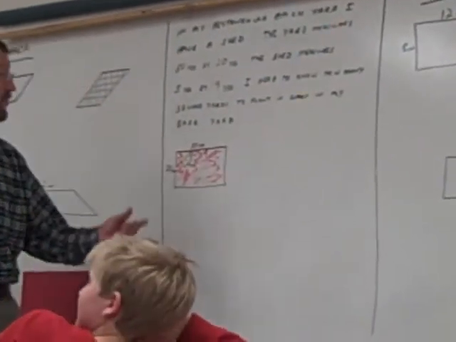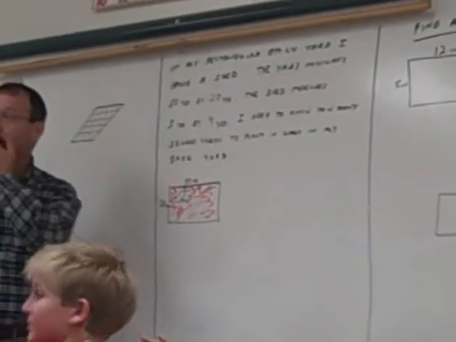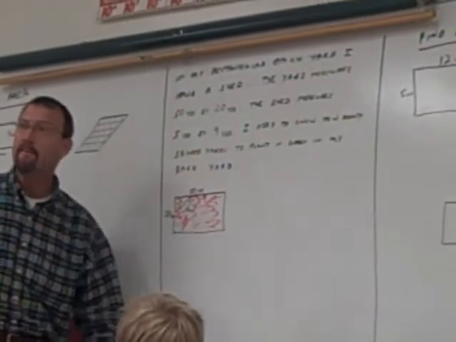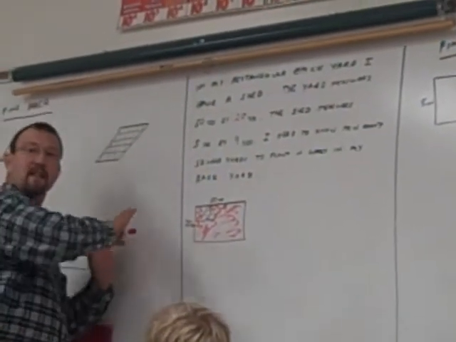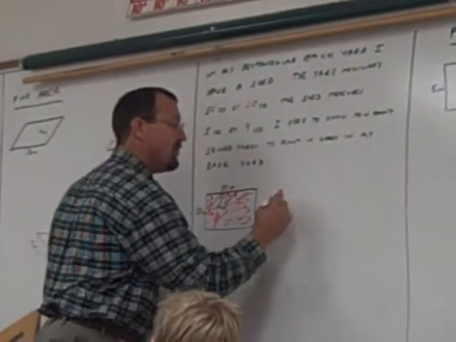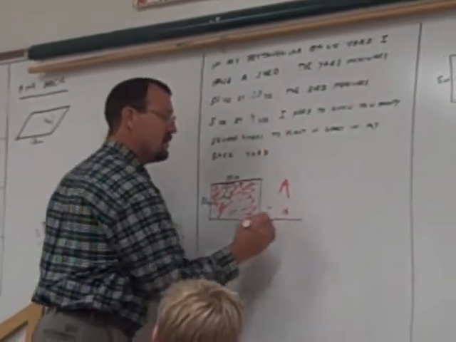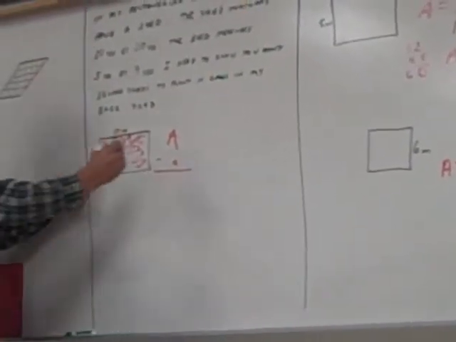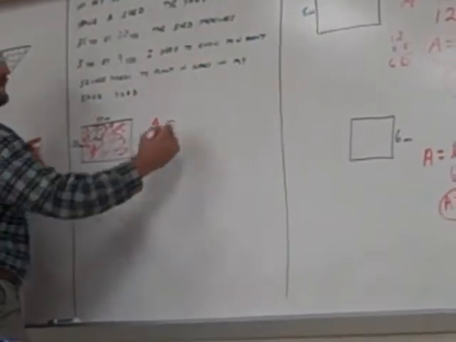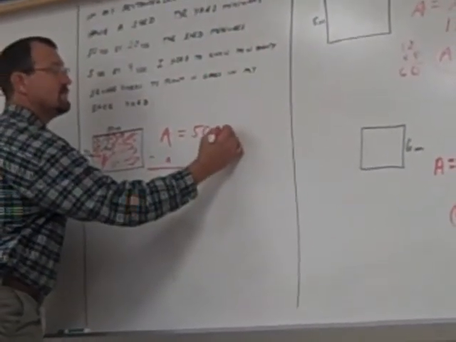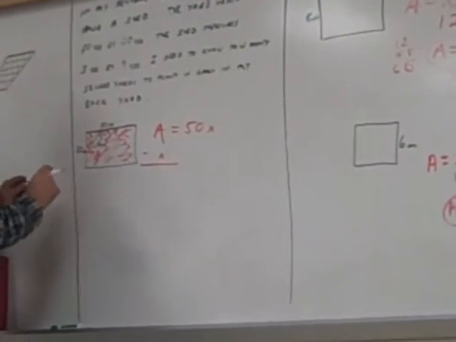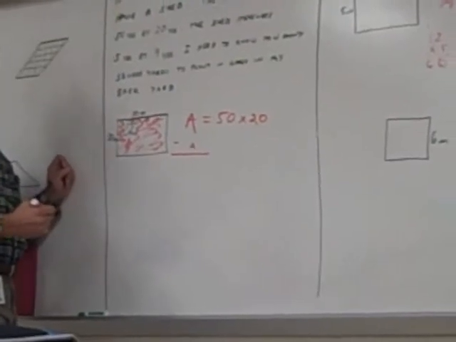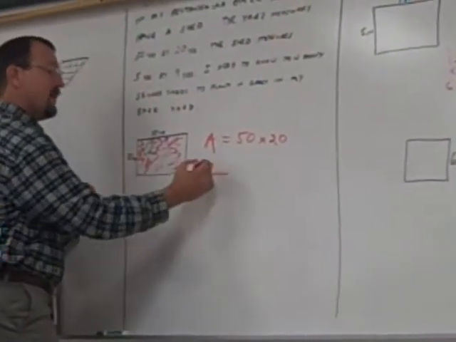Or they may say there's a swimming pool back there, and you got to put a yard in around the swimming pool. You don't put a yard in dirt in your swimming pool. So you take the area of the big one and subtract the area of the little one. Agree? And so the big one is what? 50 times 20. It does not say 50 times 1,000. 20. Thank you very much.